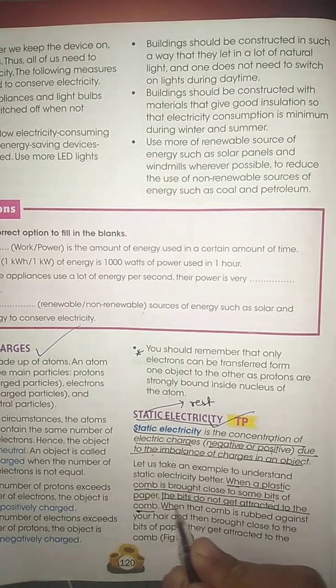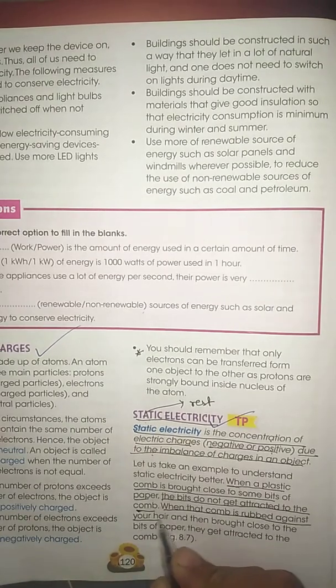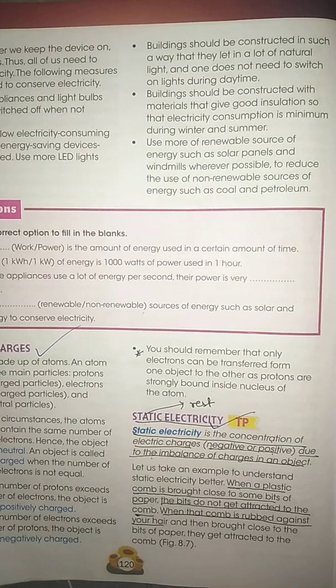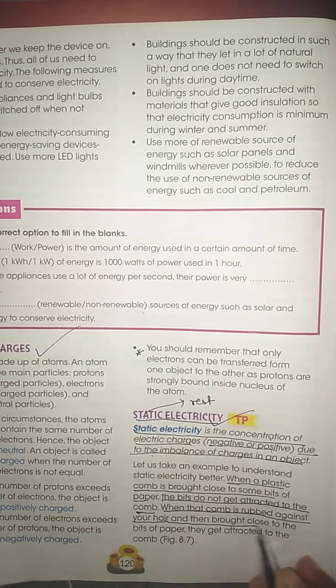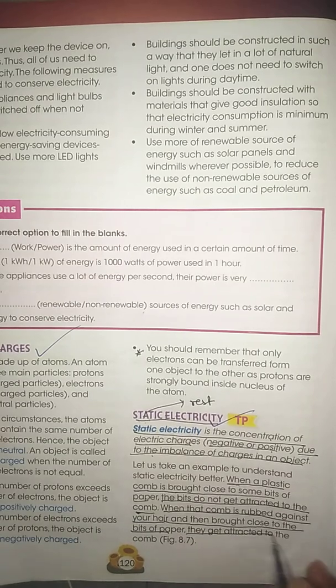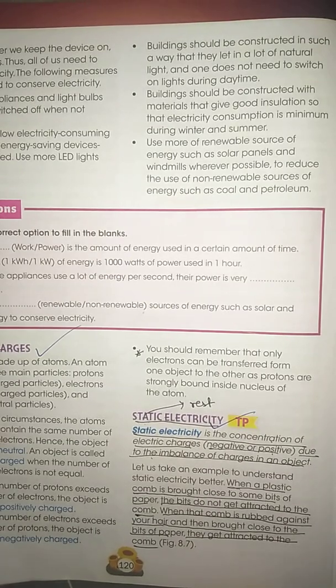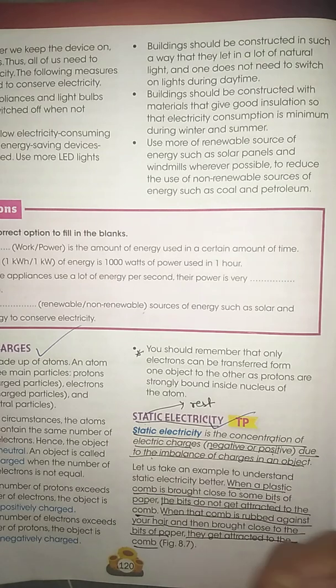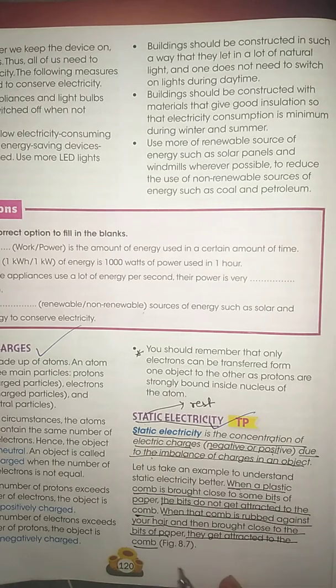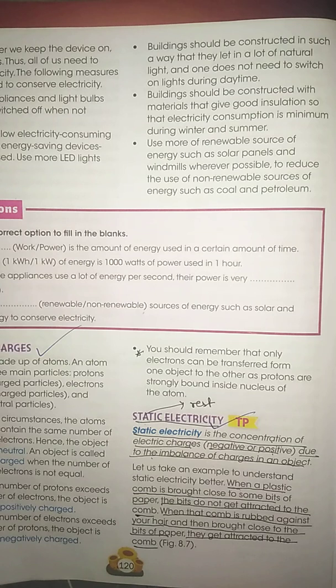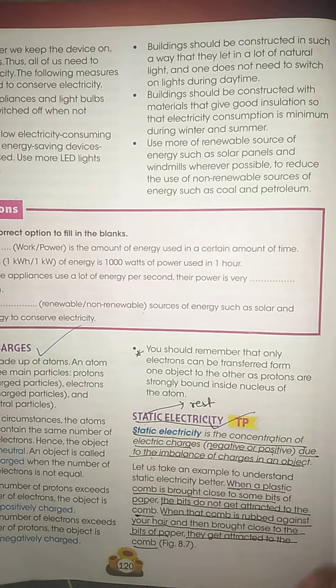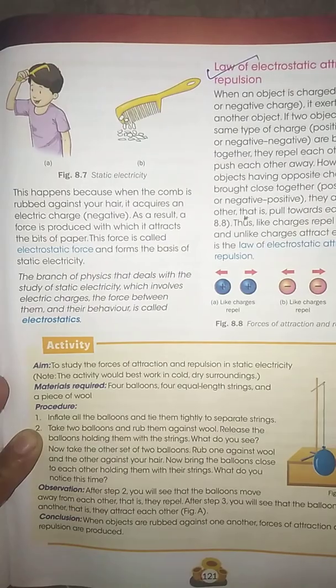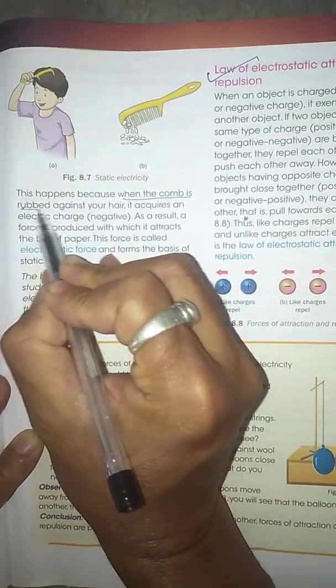But what happens when that comb is rubbed against your dry hair, and then brought closer to the bits of paper? They get attracted to the comb. After rubbing the comb with dry hair and keeping it near the small bits of paper, we are surprised to see that the small bits of paper get attracted towards the comb. So why does it happen? What is the reason that the small bits of paper get attracted towards the comb? The reason is when the comb is rubbed against your hair.